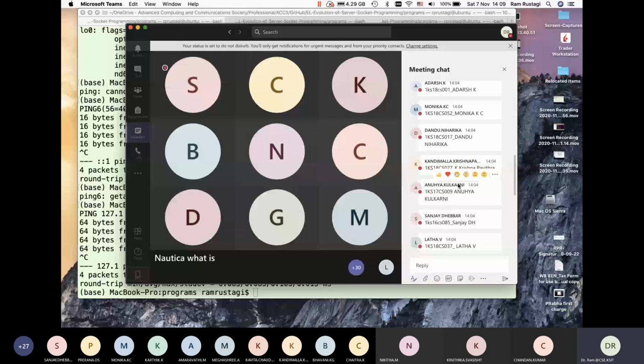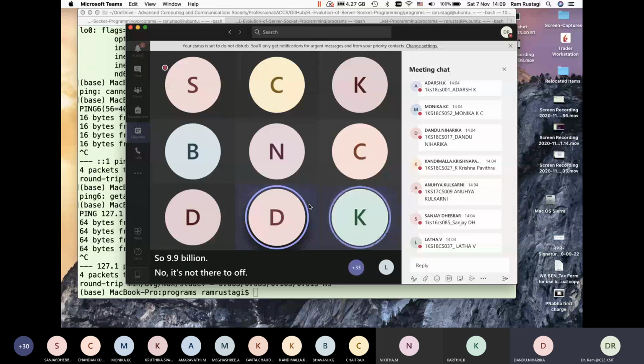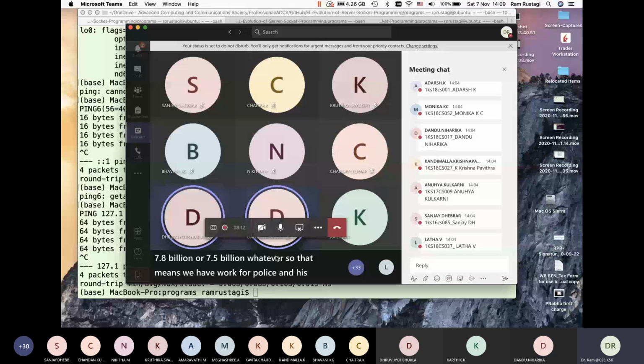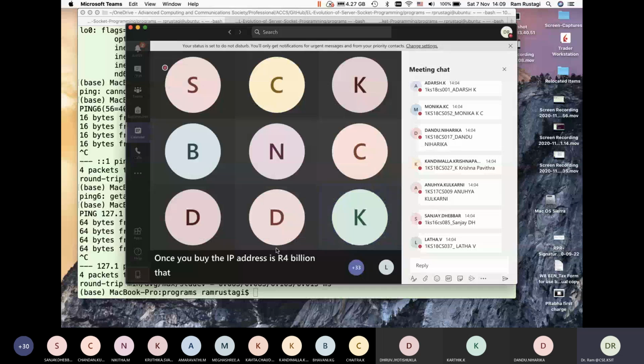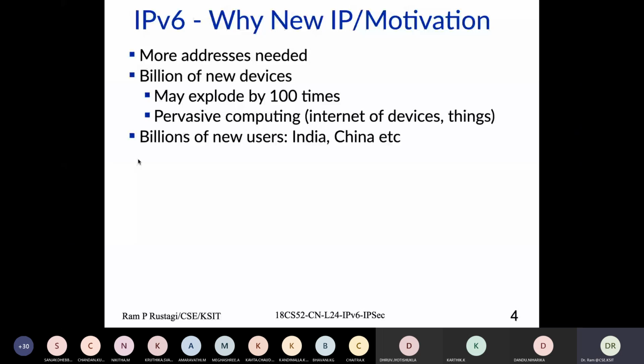Niharika, what is the world population today? Sir, 9.9 billion. No, you are way too off. 7.8 billion, or 7.5 billion, whatever. So the world population is 7.8 billion, and possible IP addresses are 4 billion. That means we can't even assign one IP address to each human being, even if we want to, and that indicates shortage.